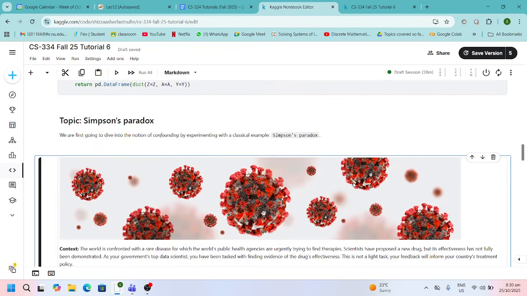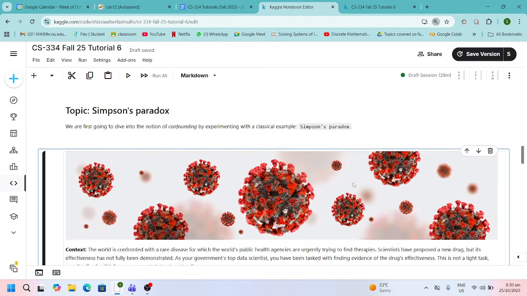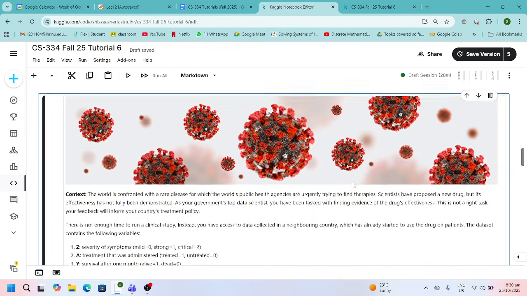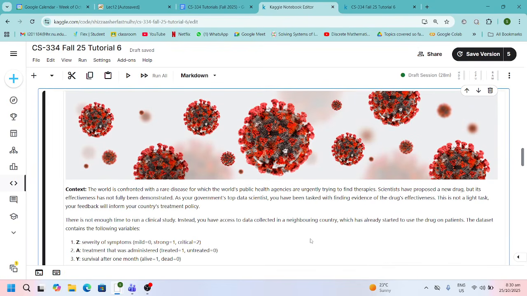So let's go over what we are doing over here. Let's give you some context. Suppose the world is confronted with a rare disease for which the world's public health agencies are urgently trying to find therapies or solutions. Scientists have proposed a new drug, but its effectiveness has not fully been demonstrated yet. So they've introduced a new drug, but they're not sure how effective it is right now.